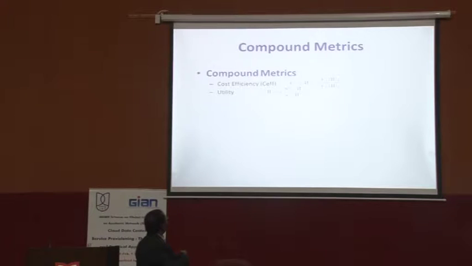Now, there are also compound metrics. Cost efficiency. Again, the one I actually like is the utility, because utility gives you an opportunity to include negotiation. So when you have a service level agreement that you negotiate, then utility becomes very important to include in there. That is what we try to capture here.